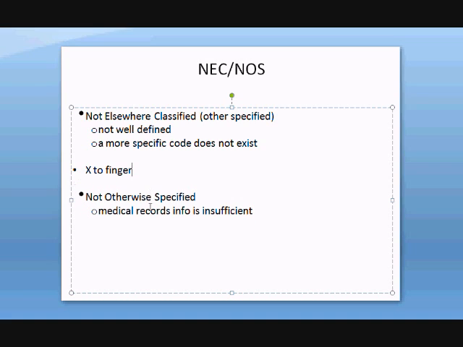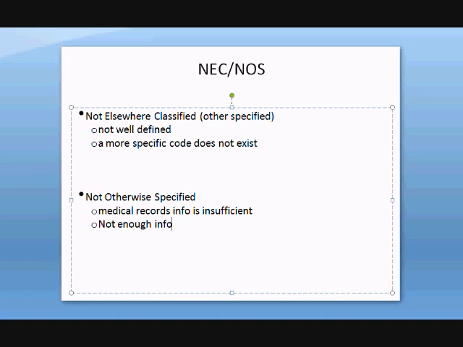Now that's not the same as NOS. NOS means that the medical record information that you have is just not enough. It's insufficient. So in this case, even though there's an injury X to the finger in the book, the physician actually didn't give you the name of the injury. All you have is something to the finger. So here the problem is that you don't have enough information to go on.